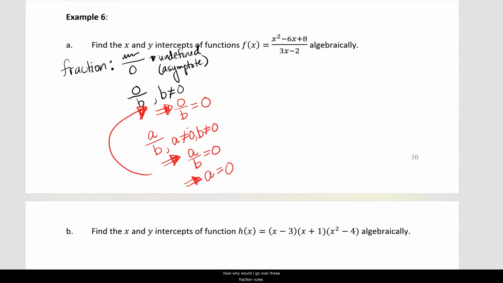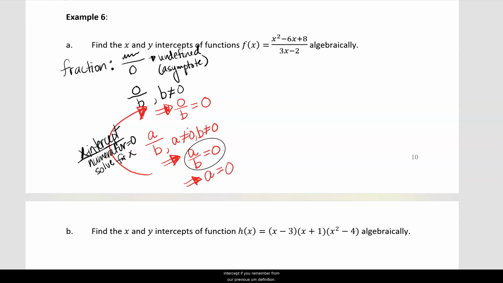Now, why would I go over these fraction rules? Because to find this intercept, you set y equal to 0, your rational function equal to 0, so a equals 0, the numerator, which goes back to this part right here. So, to find an x-intercept, you set the numerator equal to 0, and then you solve for x.